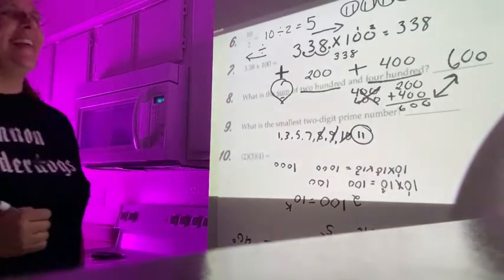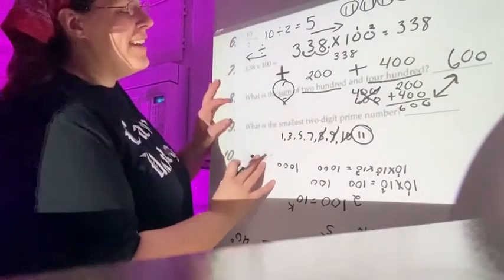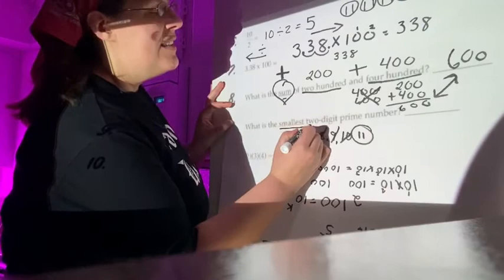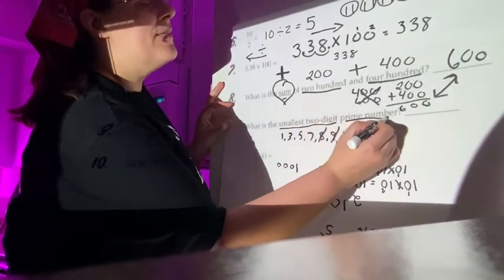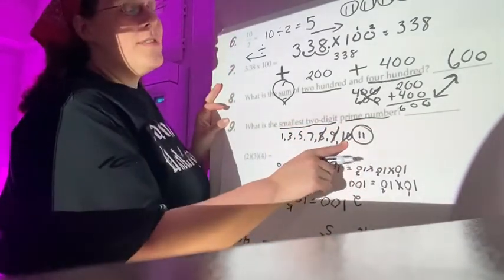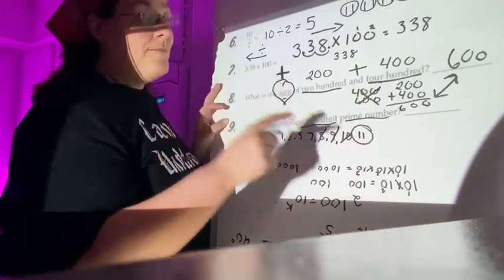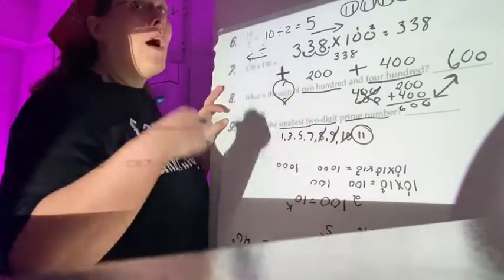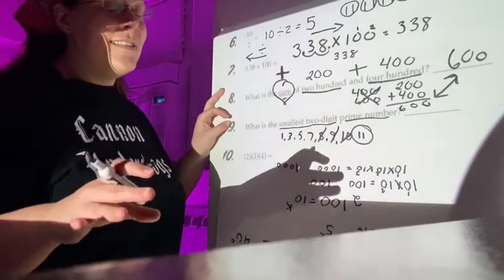There we go. Look what I was trying to find. What is the smallest 2-digit prime number? Okay, so 10 was the first 2-digit number altogether, and 11 was the first prime 2-digit number. Okay, so that was like pulling teeth.